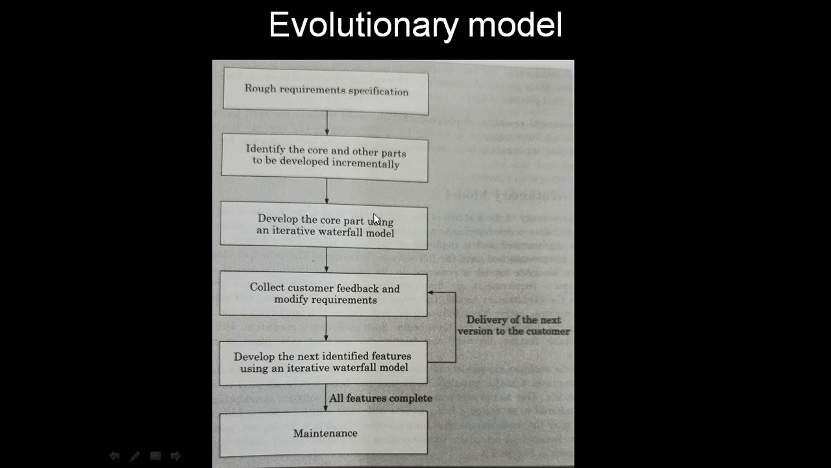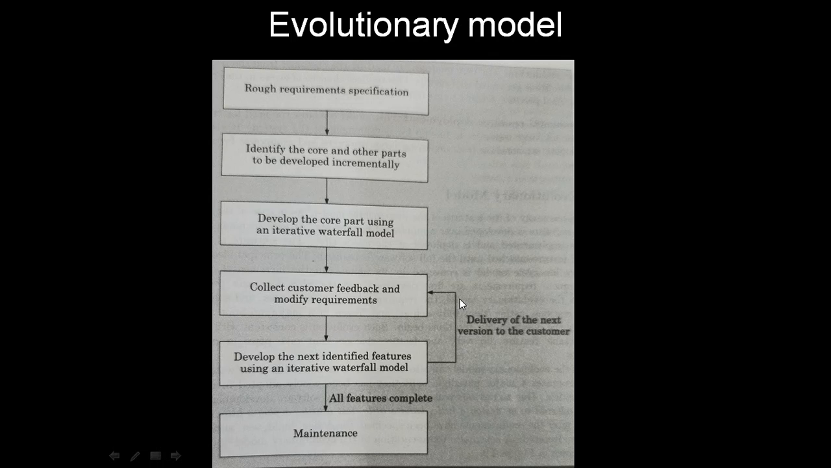Then we develop the core part using the iterative waterfall model, same as in the case of the incremental model. We use the iterative waterfall model for development. Then we collect customer feedback and modify requirements here. We can add new requirements. Then develop the next identified features using an iterative waterfall model. And again, it will be delivered to the customer. Again, this will go on repeating. When all the features are complete, we go to the maintenance stage.